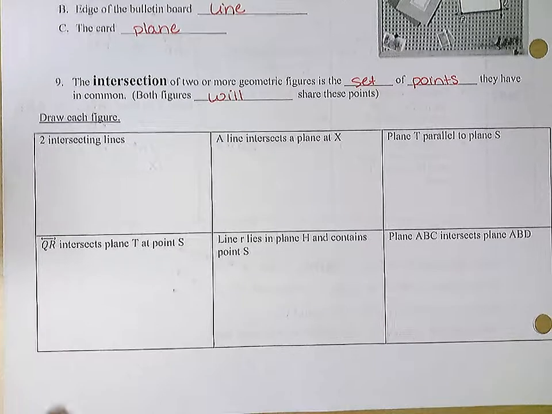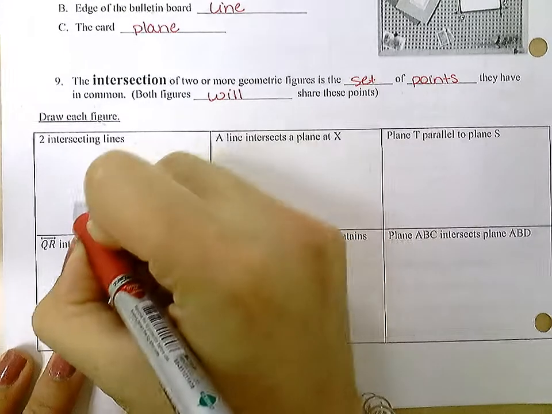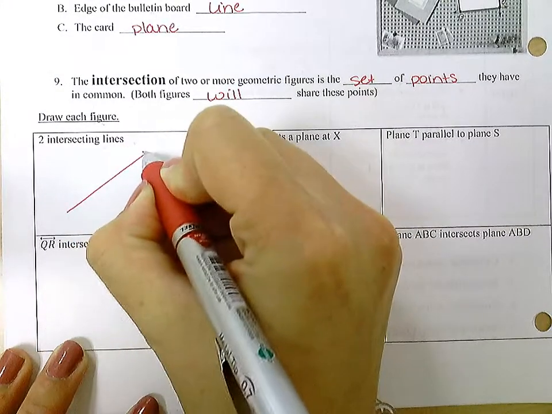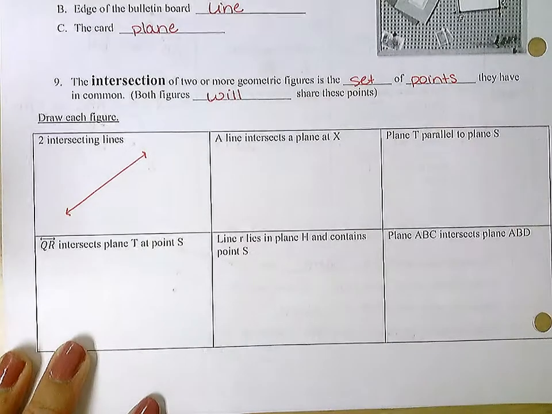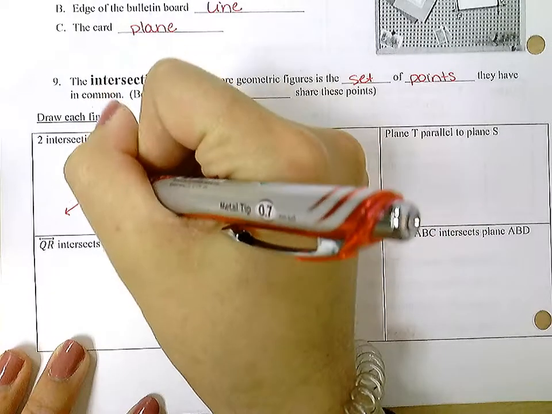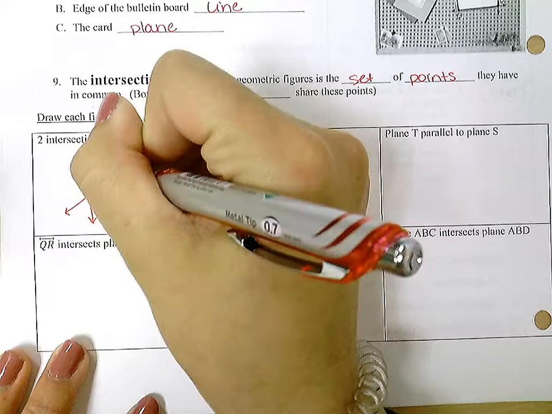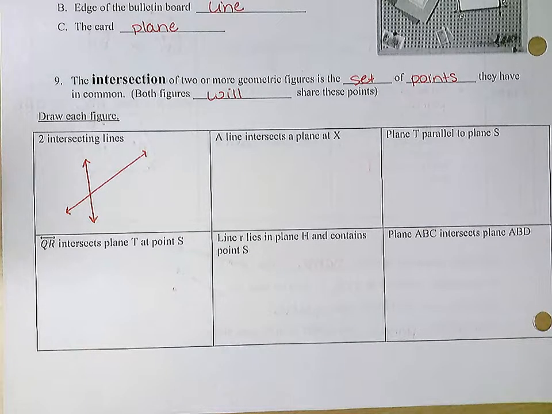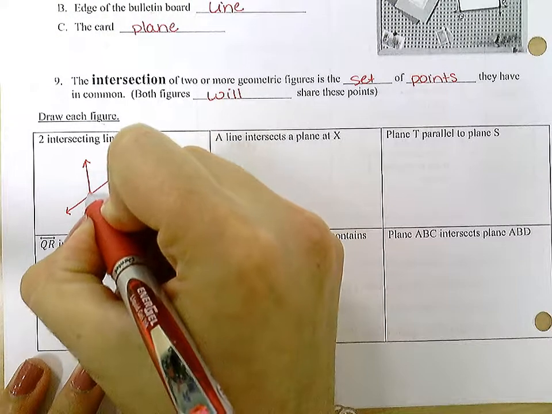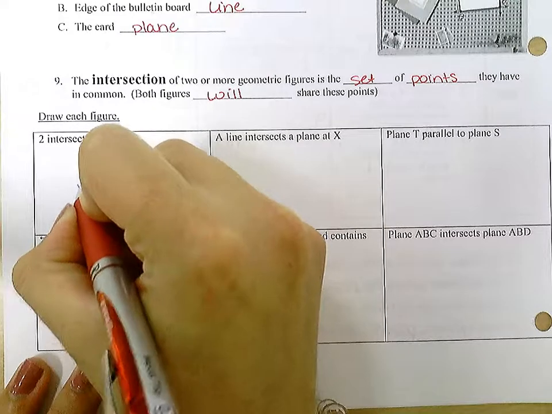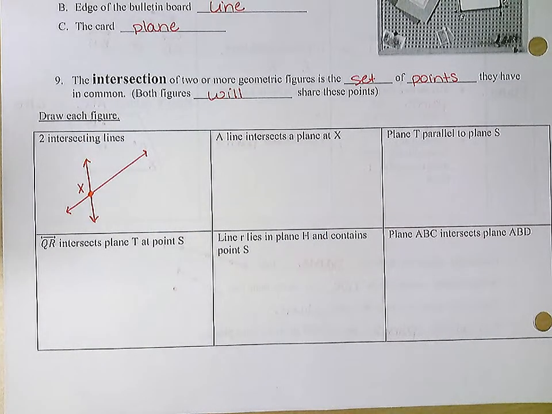So our first one, we want to draw in two intersecting lines. So we'd have one line and then a line that intersects that line. Two lines should only intersect at one point. And that would be this point here. I'm just going to label the intersection so you know where it is. So they do only intersect at that one point, that point X.